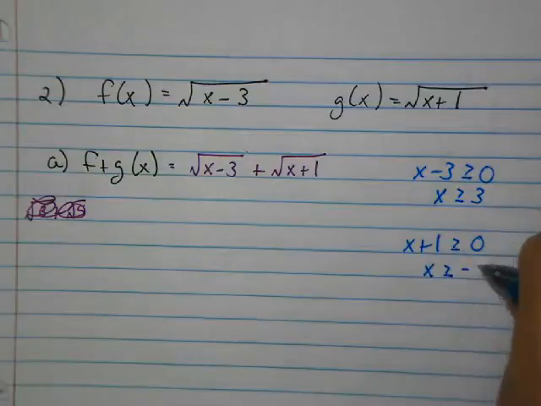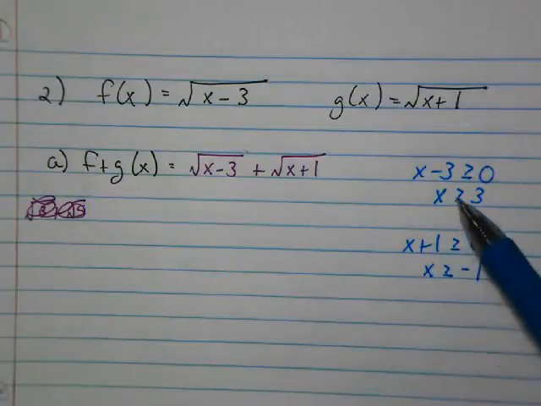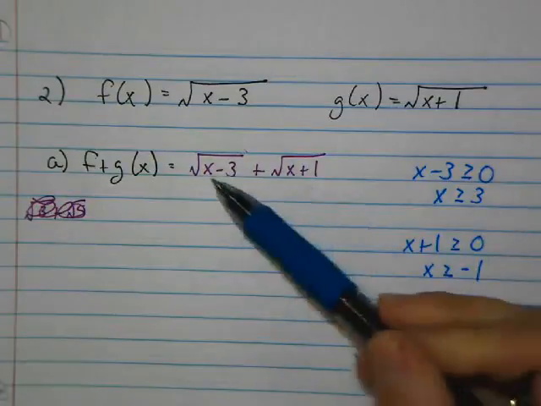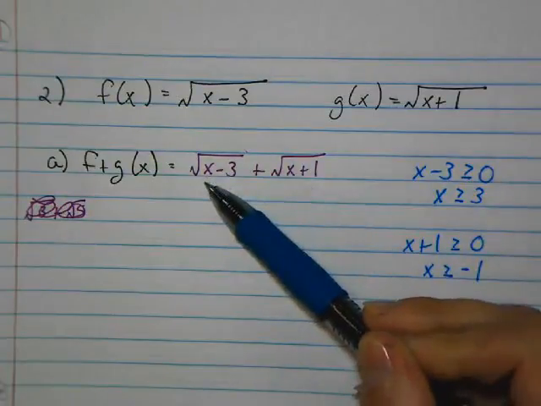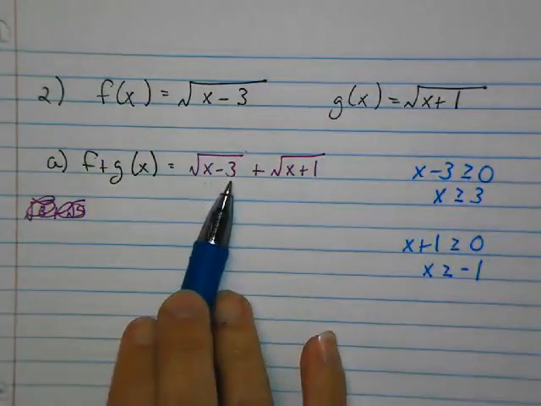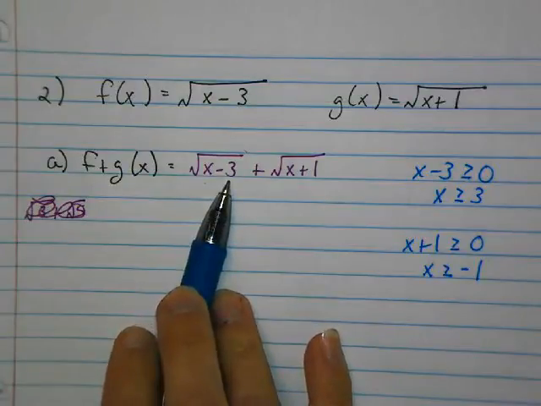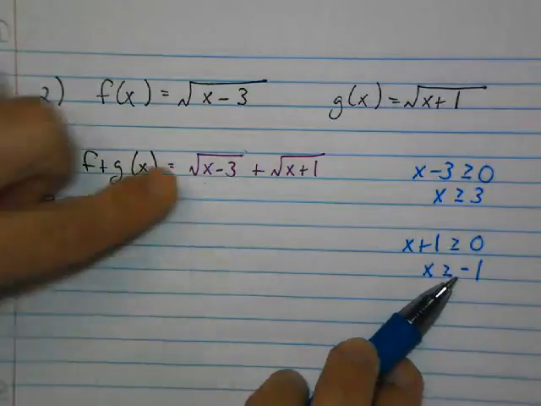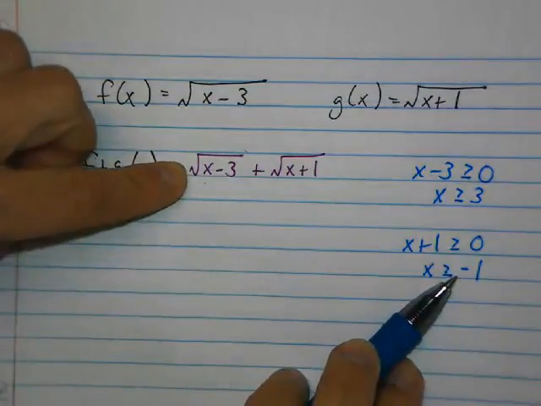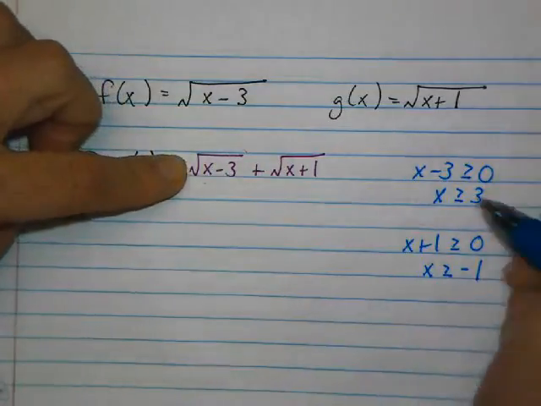So, before you jot down your whole stuff, think about it for a minute. If x is negative 1, will it work in function f? If I plug in, the square root of negative 1 minus 3 is the square root of negative 4, which is 2i. So negative 1 won't work for function f. Would 0 work? 0 minus 3? No. So really, this is going to be my domain of the addition of the functions.